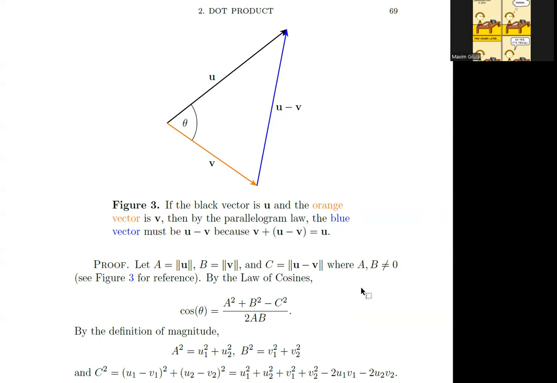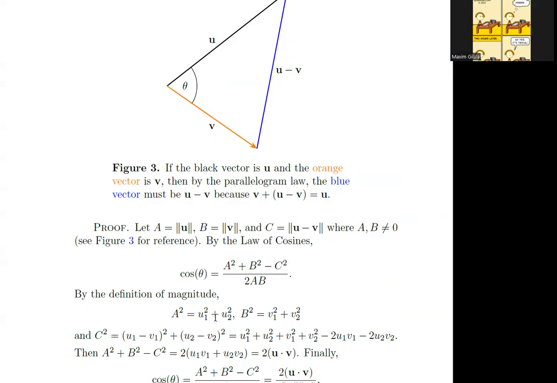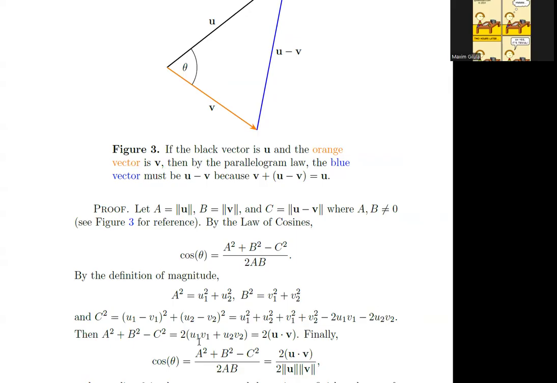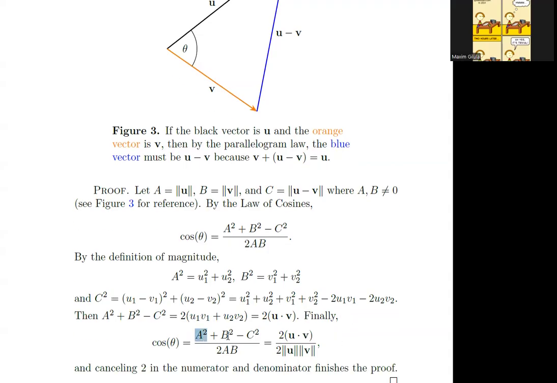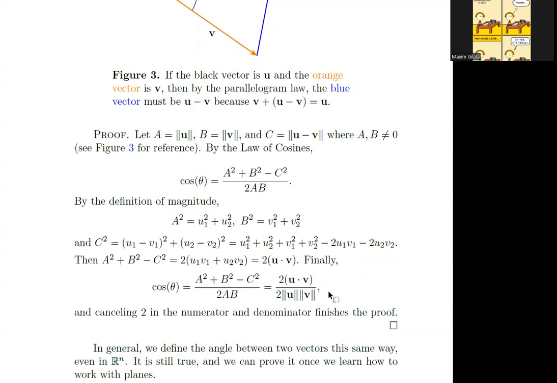And by the definition of magnitude, a squared is u1 squared plus u2 squared, and b squared is v1 squared plus v2 squared. So c squared, we know must be this, just by, again, computing with components. And then a squared plus b squared minus c squared is this thing, which is 2u dot v. So you plug that up here, it's 2u dot v over 2 magnitude u magnitude v. And so theta is precisely what the theorem says.